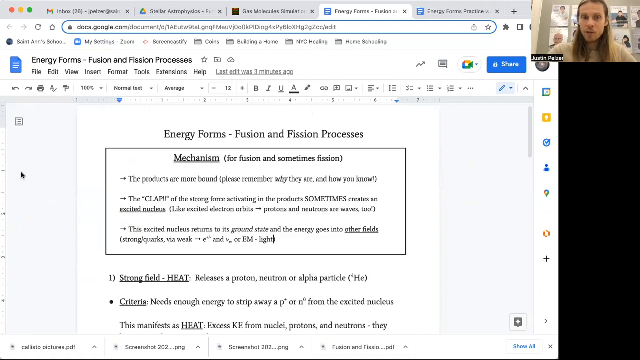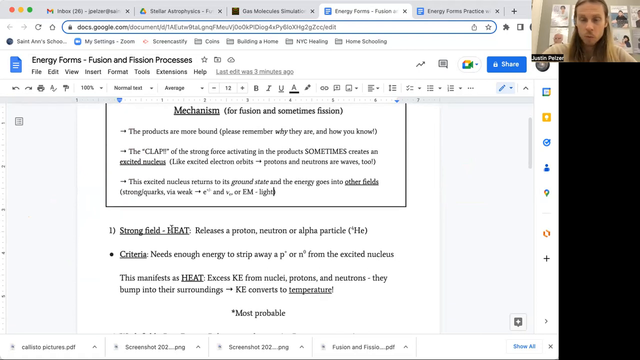The first option is that the energy stays in the strong field and the quark field. So via the strong force, the energy will stay in the gluons and the quarks and will manifest as a release of a proton, neutron, or alpha particle. That manifests as heat. What is heat?